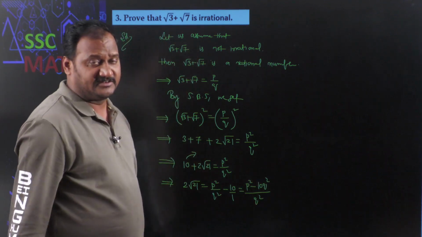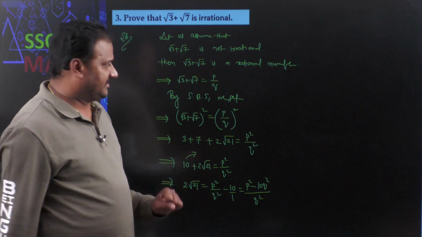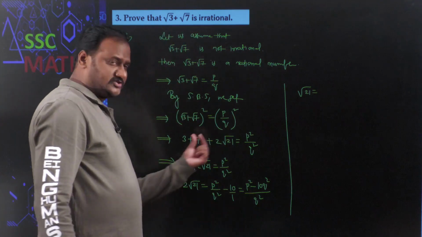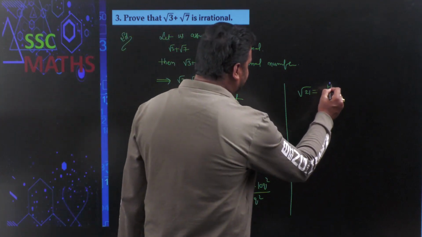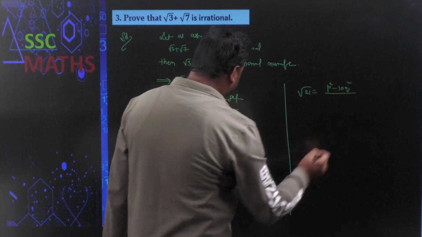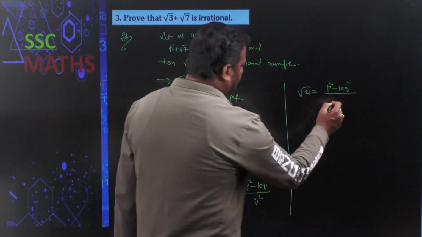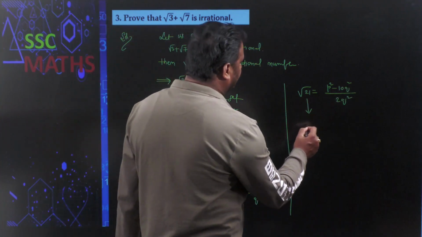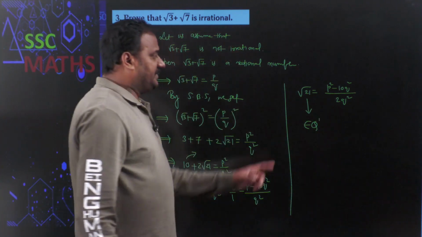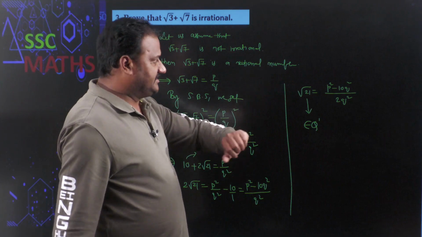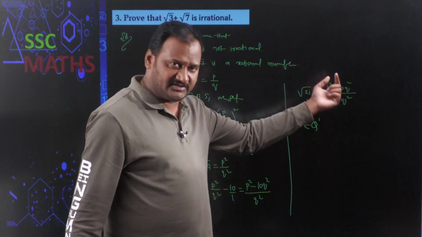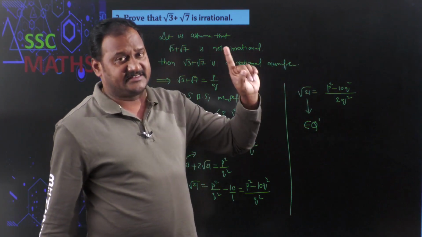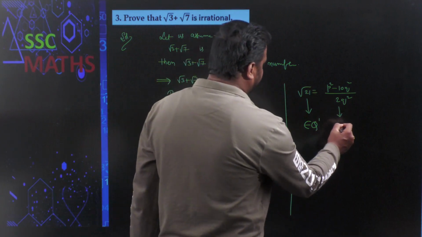This is what? Sorry, 2 into root 21. So then we can write it as root 21 is equal to, now transpose 2 to that side, then it would be p square minus 10q square divided by 2q square. Now you observe here, root 21 is purely an irrational number. p is an integer, p square is obviously an integer, q is an integer, q square and 10q square are also integers. So integer minus integer is an integer, divided by an integer. So integer by integer is a rational number. So here it is a rational number.